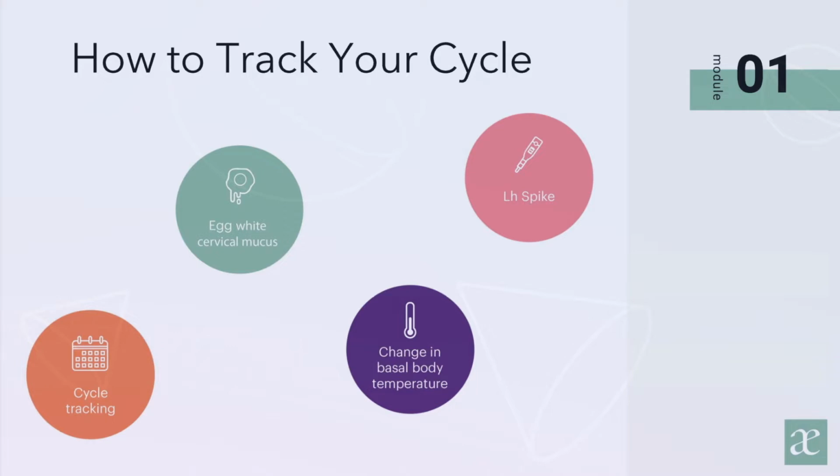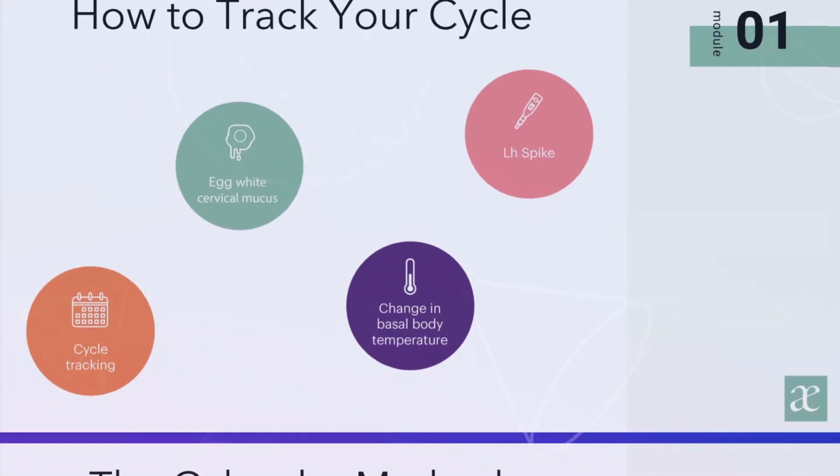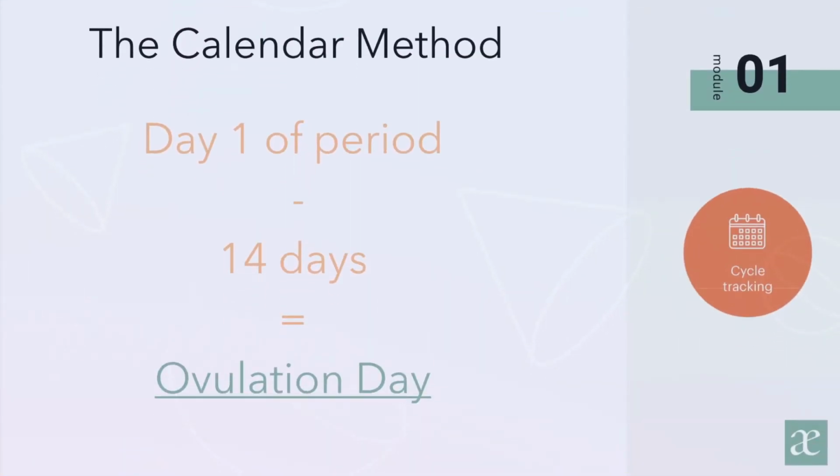The main ways are using a calendar. The next way is using your cervical mucus, also known as cervical discharge. We are going to learn about our basal body temperature and also using that LH spike, also known as your ovulation hormone, to see when you're ovulating. So let's jump into the first method. So that is the calendar method.